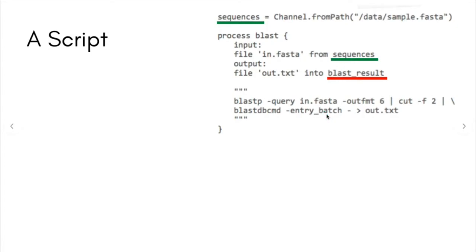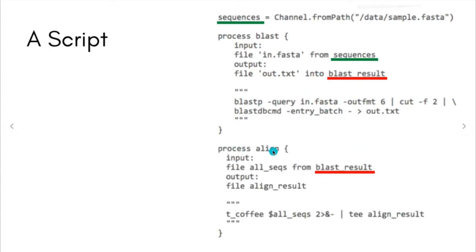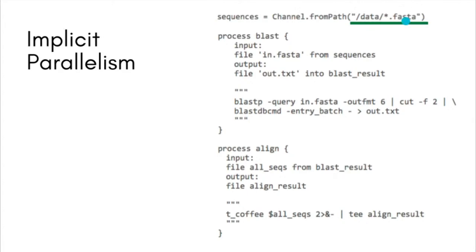And if we want another process, we can have this one, process align. We get this blast_results channel, like we just get the output of the blast and we make the alignment. That will be just for the sample.fasta, but I told you that Nextflow parallelizes easily, and it works like this. If we make this channel, instead of sequence.fasta, with this pattern, star.fasta, it will grab all the FASTA files of the folder slash data, and it will run in parallel as many processes as files we have in the slash data.